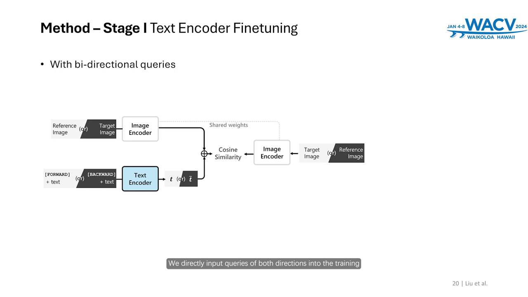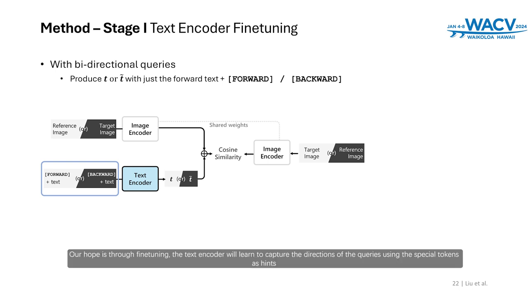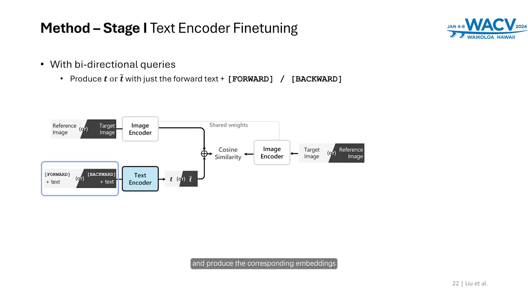We directly input queries of both directions into the training. And in the meantime, we insert the special text tokens forward or backward into the text, depending on if we are training on the forward or reversed queries, as distinguished by the light or dark backgrounds of the entities. When reversed, we also exchange the positions of the reference and target images. Our hope is, through fine-tuning, the text encoder will learn to capture the directions of the queries using the special tokens as hints, and produce the corresponding embeddings. Here, a seemingly minor design choice that proves to be crucial for the learning of the text reversal is to simultaneously inject the tokens for both directions.